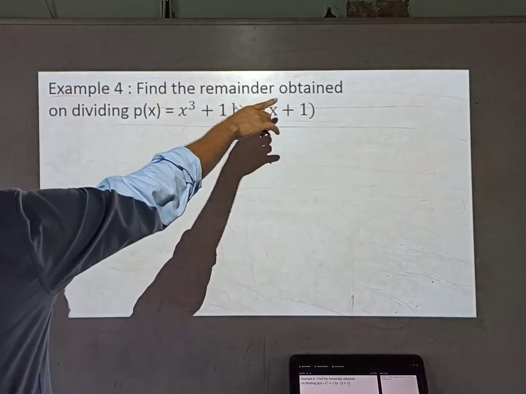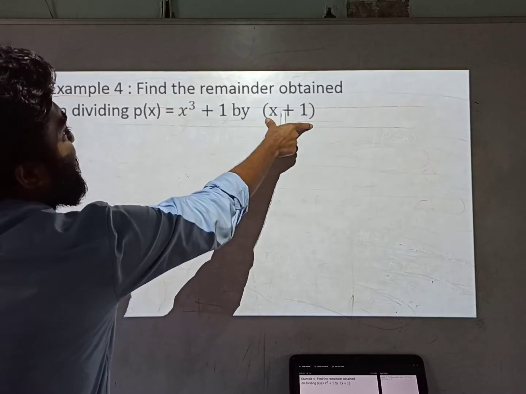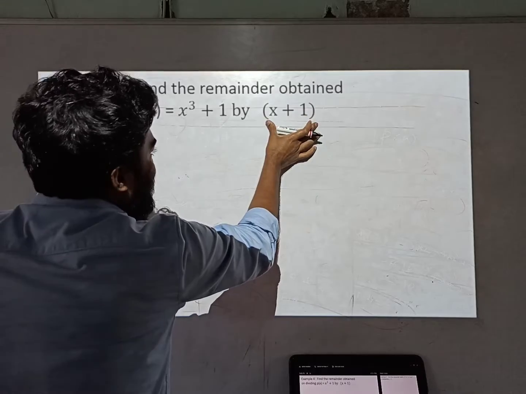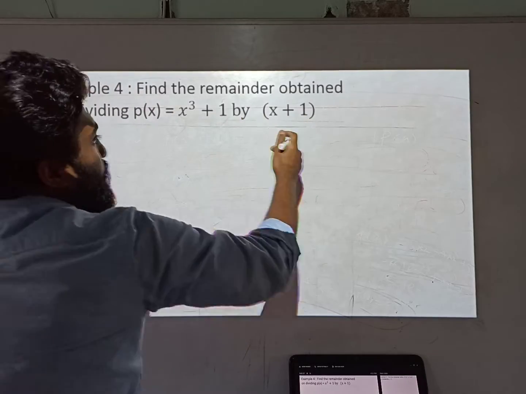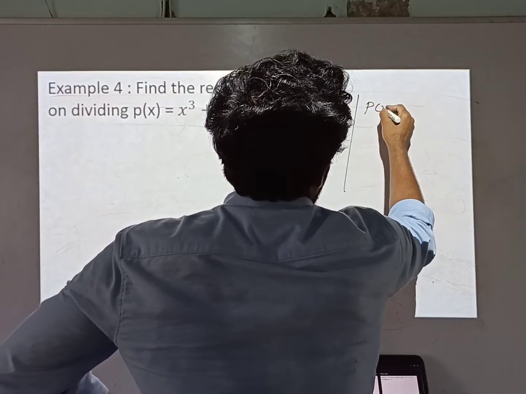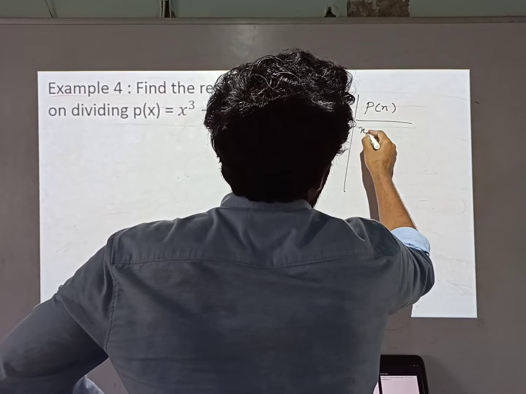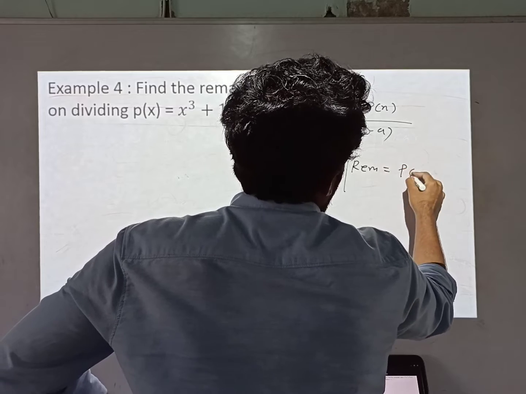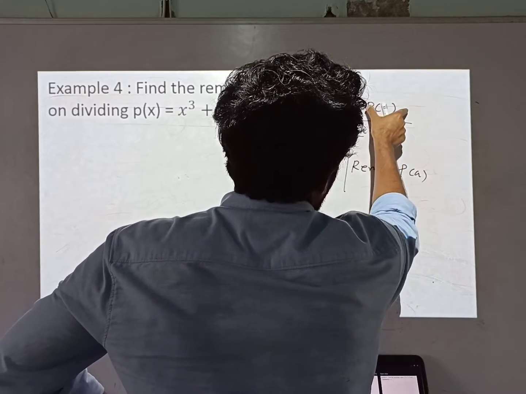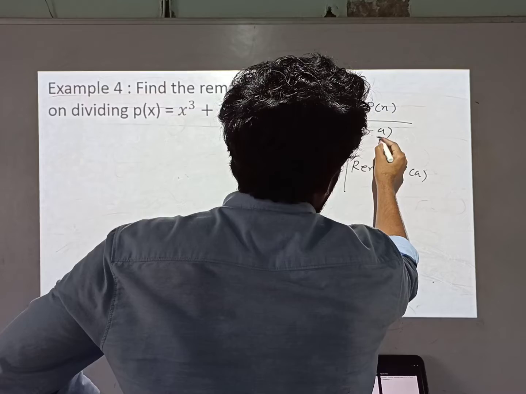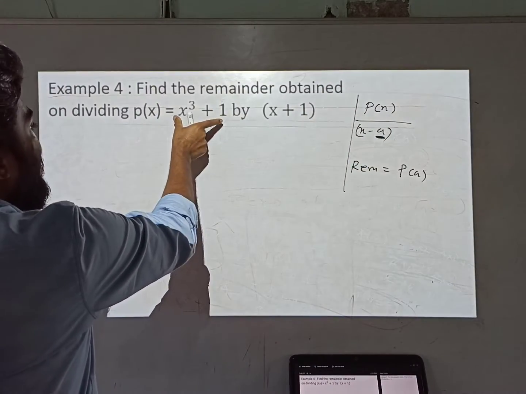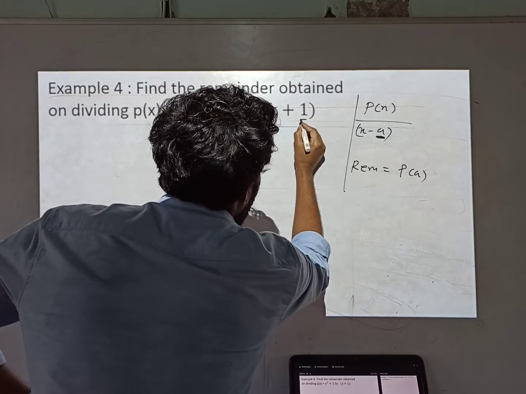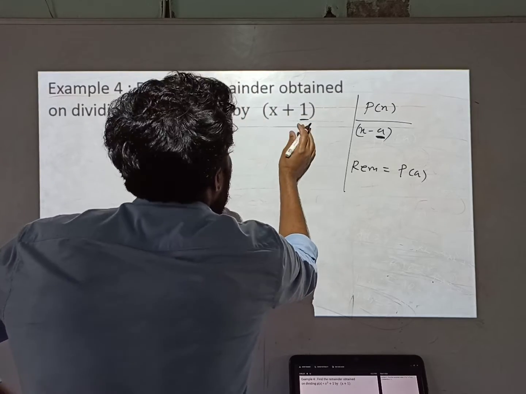So find the remainder obtained when this is divided by x plus 1. So according to remainder theorem, we know that when px is divided by x minus a, then what is the remainder? Remainder will be p of a. So everything, the remainder depends on this value, this a. So see, now we are dividing this by this. So what is the value of a here? Plus 1? No, minus 1 actually.